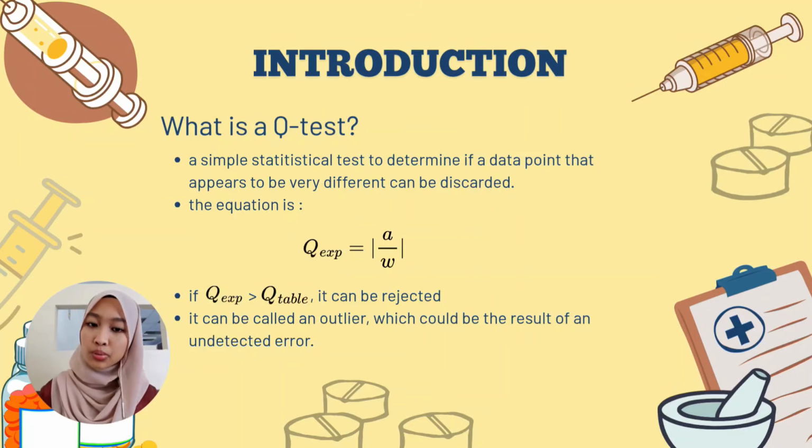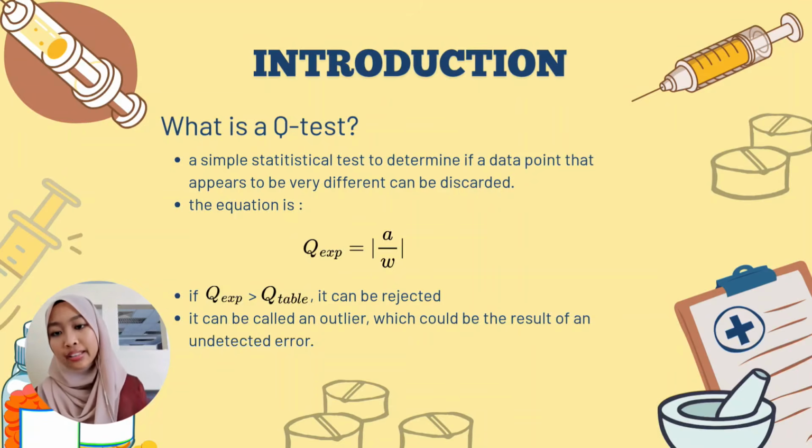So the equation that we use to calculate Q experimental or Q calculated is A over W, in modulus. A refers to the gap between the outlier and the one closest to it, and W refers to its range. So if Q experimental or Q calculated is bigger than Q table, it can be rejected, and it will be called an outlier, which could be the result of an undetected error.